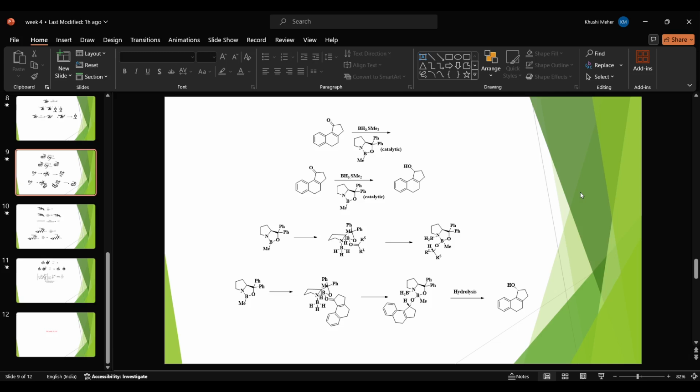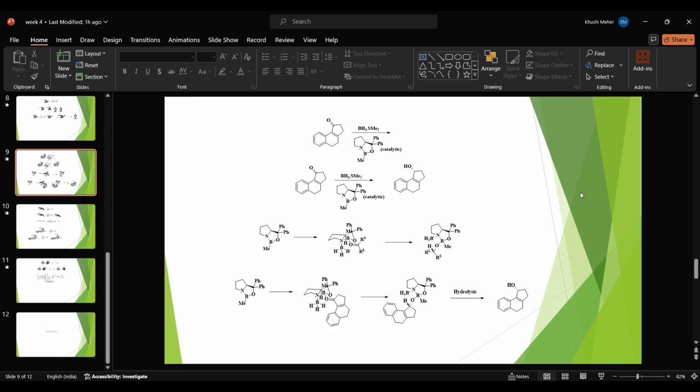If there is a chance of a different stereoisomer or diastereomer forming in that particular case, that is what we call a derived reagent, the modified borate reagent they have used.